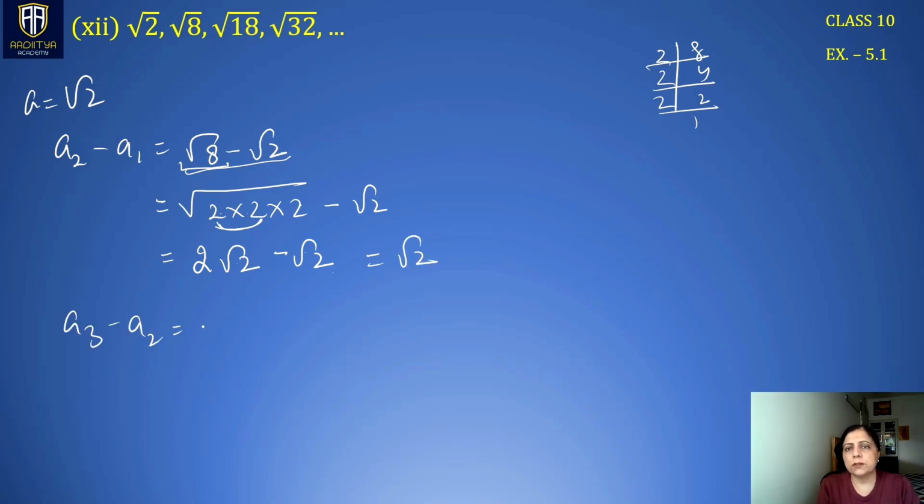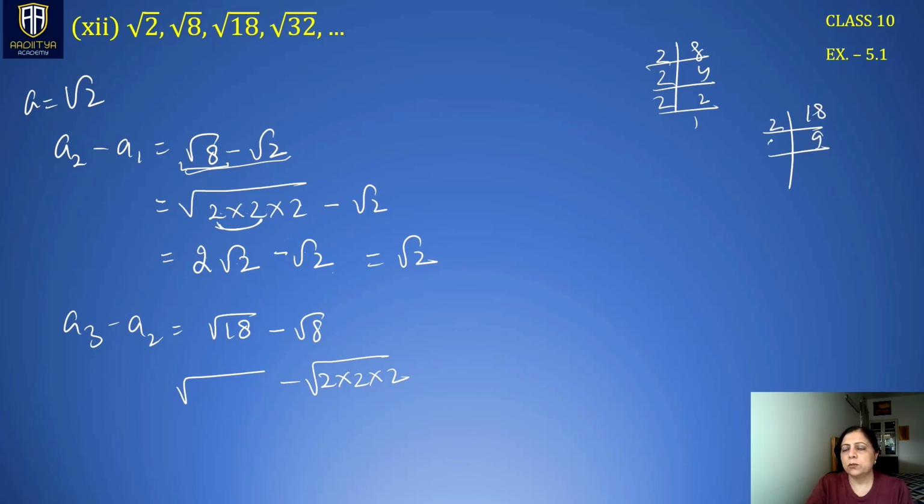A3 minus A2 is root 18 minus root 8. By looking at these numbers, you can say we cannot solve them. But if you factorize them, root 8 you can write as 2 by 2 by 2. For 18, do the prime factorization: 2 9s are, 3 3s are, 3 1s are. So this becomes 3 times 3 times 2.